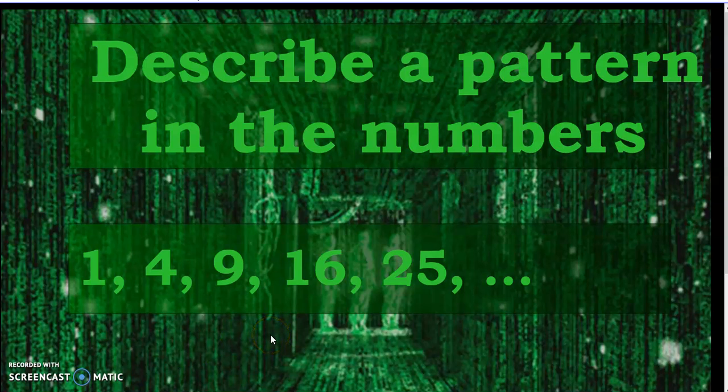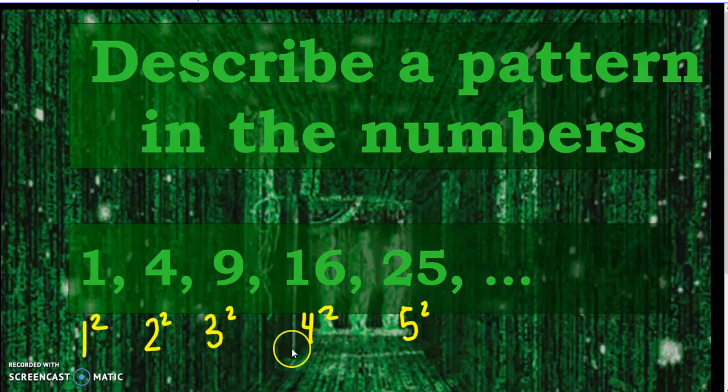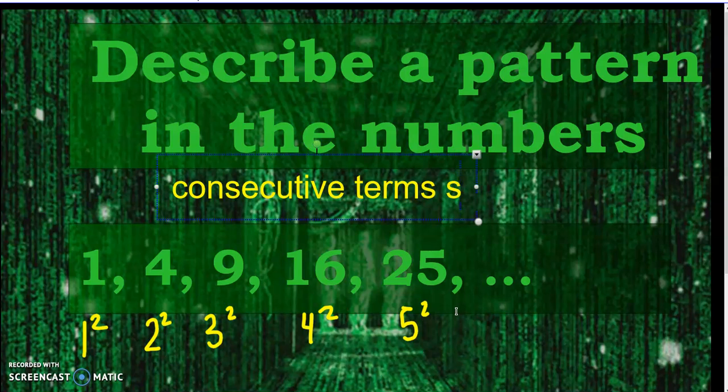Some patterns are a little different, like this pattern. We have 1, 4, 9, 16, and 25, and these are some special numbers because they're called perfect squares. So to get 1, we take 1 and square it. 4 is 2 squared, 9 is 3 squared, 16 is 4 squared, and 25 is 5 squared. So this means that we are taking consecutive terms and squaring them. Consecutive means next to, so 1, 2, 3, 4, 5. So consecutive terms squared.